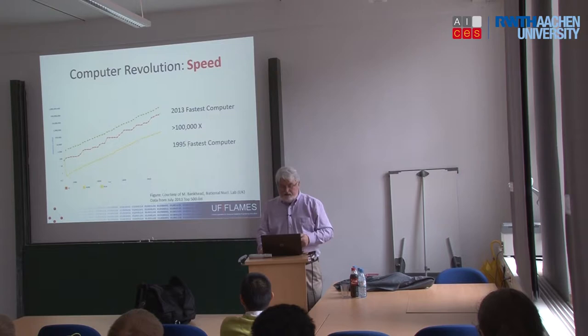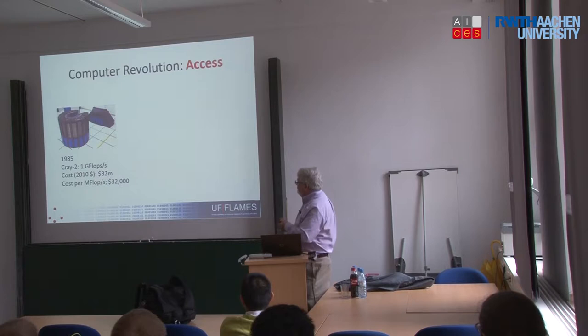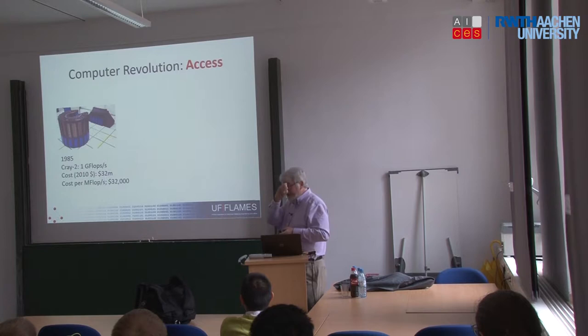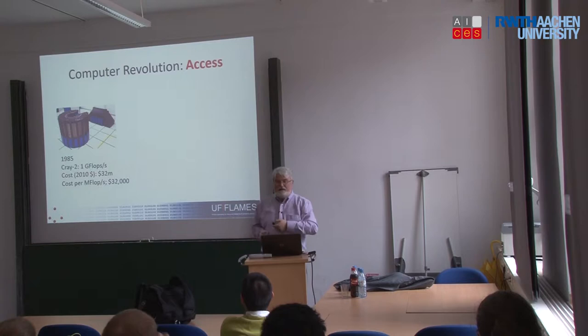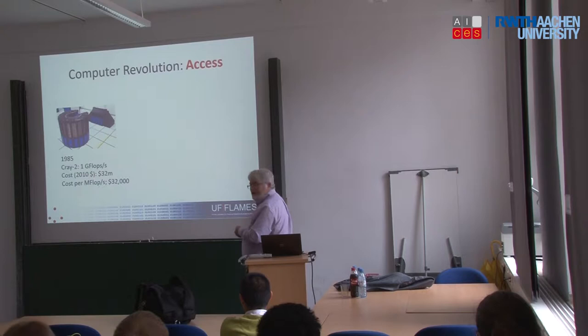How does that play out? This goes back to my generation more. So this is something you may have heard of as an antique. It's like an old car, like a first generation Volkswagen Beetle. Your grandpa drove it. 1985, Cray 2, which was the computer everybody wanted to work on back then. It got 1 gigaflop per second, and it cost, in 2010 dollars, $32 million. That means it was $32,000 per megaflop per second. Okay, that's how much it cost.